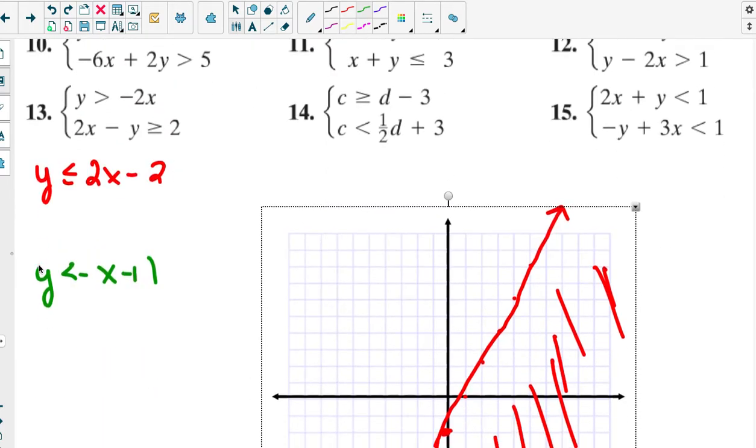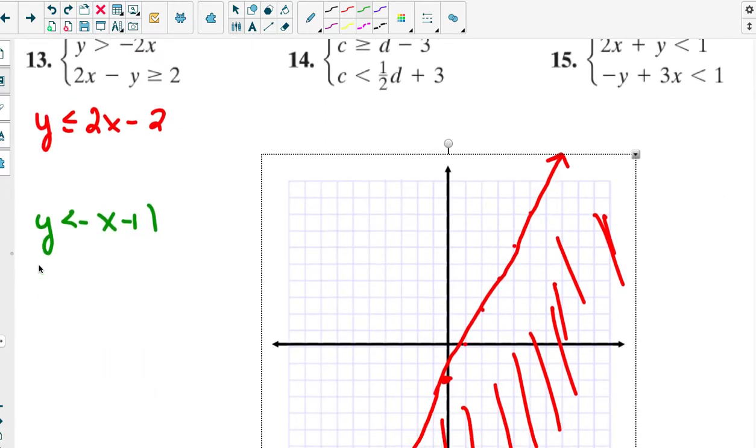So that means I'm going to go to 1 on the y-axis, and then my slope is -1, so you go down 1 to the right 1. Hey, that's where they intersect, but we don't need that intersection because this one is inequalities.